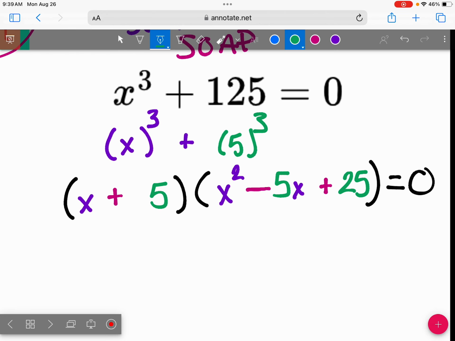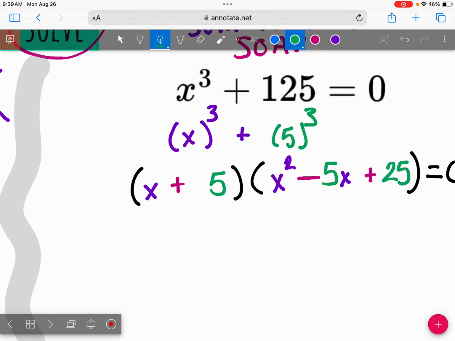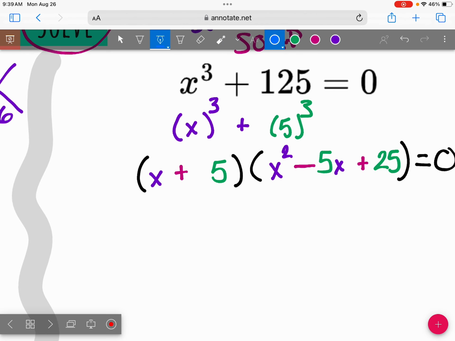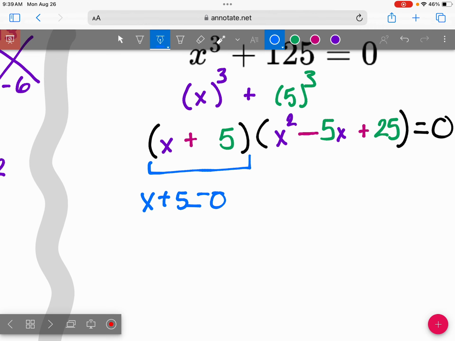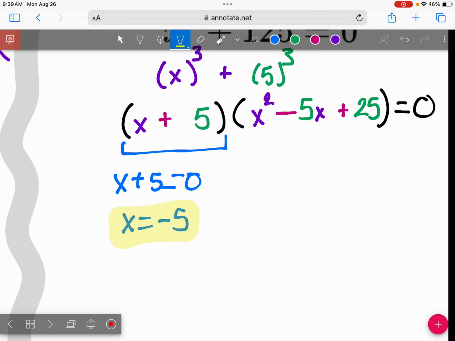So if we're asked to solve, this is not done. We can't stop here. We need to get to x equals. This one, not hard. What's our solution going to be for x plus 5? x equals negative 5. We get that by setting it equal to 0. We can set this up as x plus 5 equals 0. Subtract 5 from both sides, get x equals negative 5. That is one of our solutions. Easy peasy. The right-hand one, the quadratic term, will it factor?